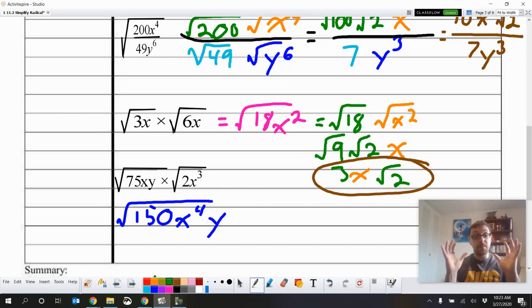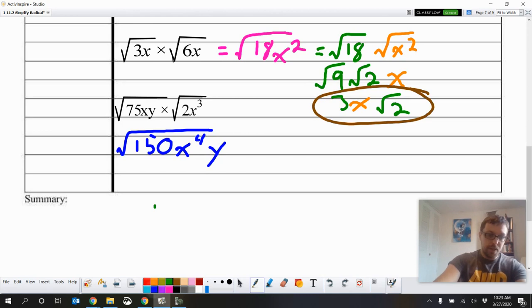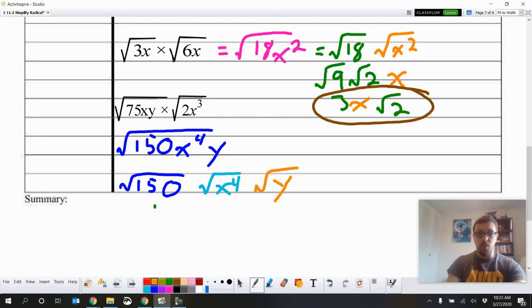All right, now that has been put into one big one, now let's break it up into parts that make more sense. So we've got the square root of 150. We'll have to do some work with that in a little bit. We've got the square root of x to the 4. Ooh, that looks easy. And then we've got our square root of y. Oh, there's nothing to be done there. It's just a y. We can't really do anything if it's just one variable. So we've just got square root of y for that thing.